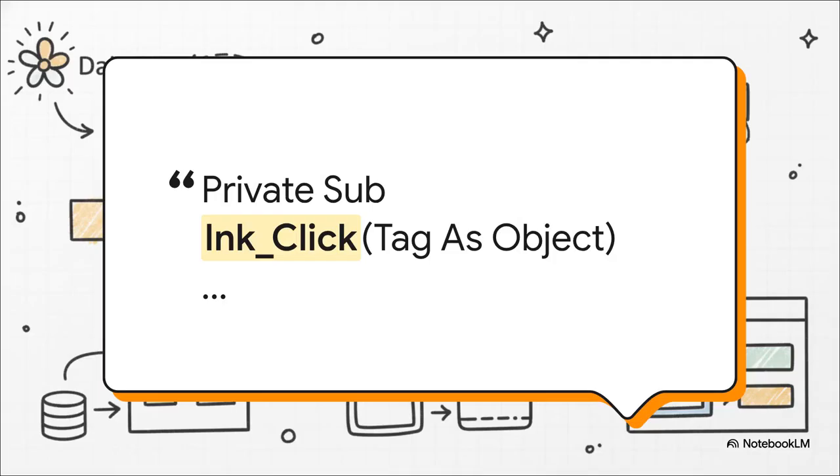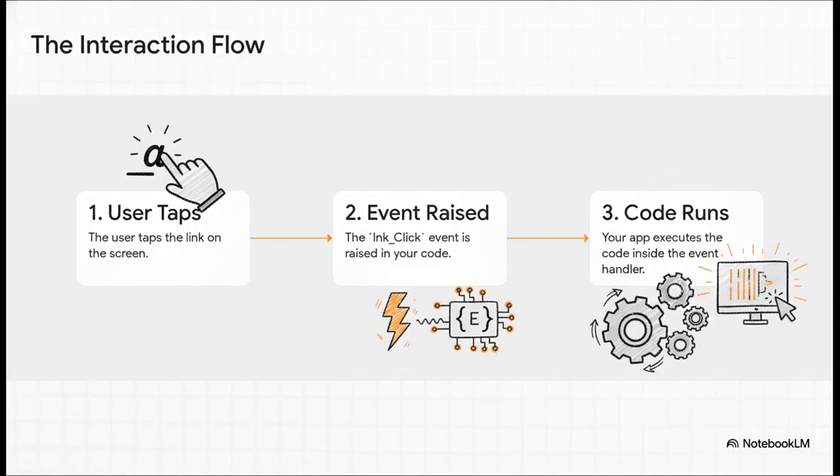And the magic for that is this little piece of code right here, the LNK click event handler. Anytime a user clicks one of our links, this bit of code gets triggered. And inside that little block, you can make it do pretty much anything. Go to a new page, show a pop-up, whatever you need. So let's just walk through that flow.